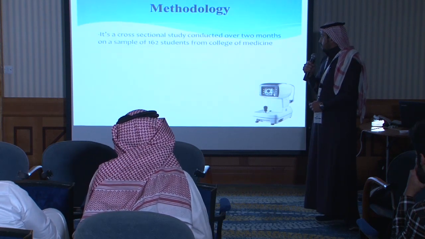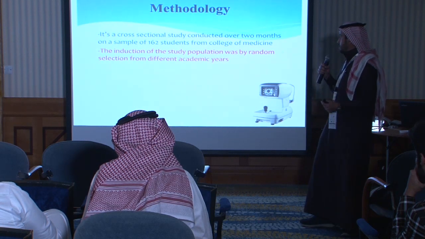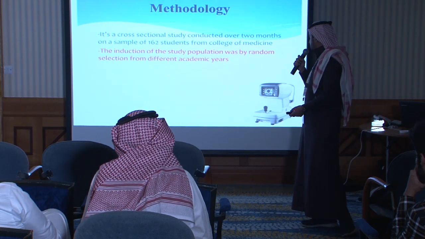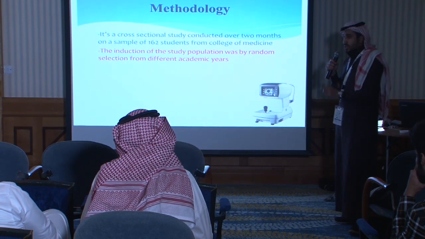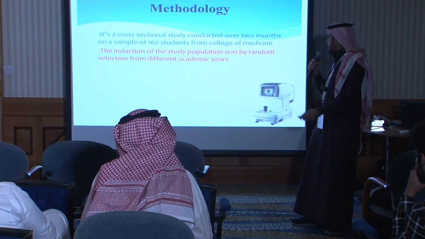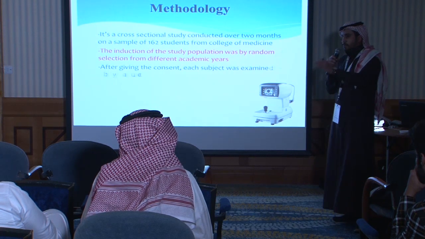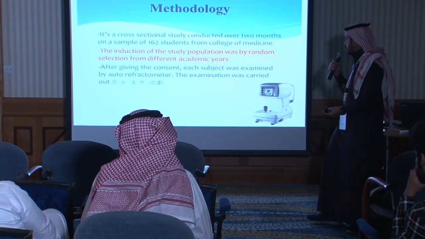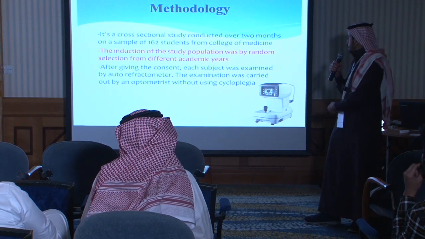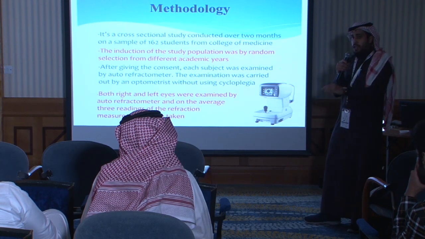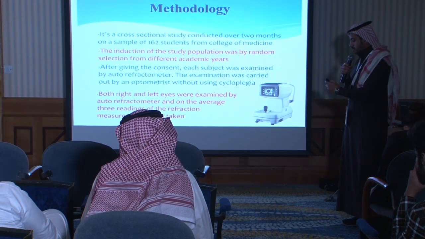Our methodology is a cross-sectional study conducted over 2 months on 162 students from the College of Medicine. The selection for the study was by simple random sampling from different academic years. After giving consent, each subject was examined by autorefractometer. The examination was carried out by an optometrist without using cycloplegia. Both right and left eyes were examined, and an average of 3 readings was taken.